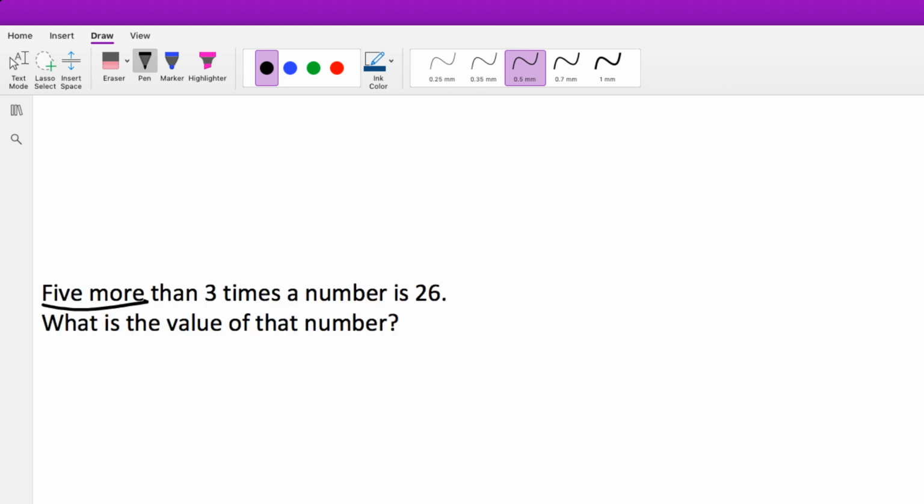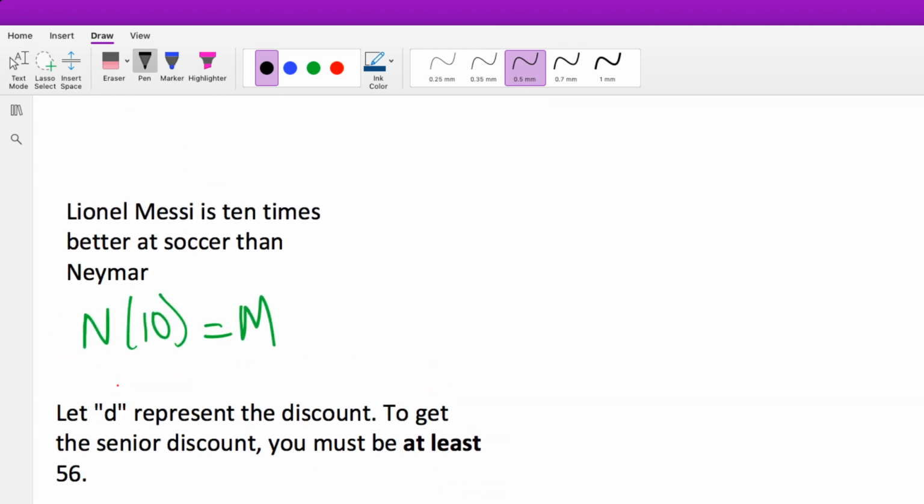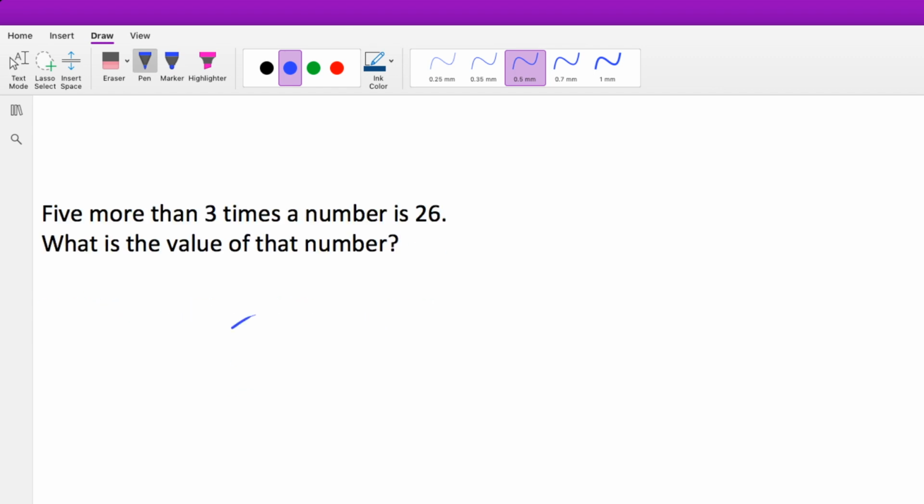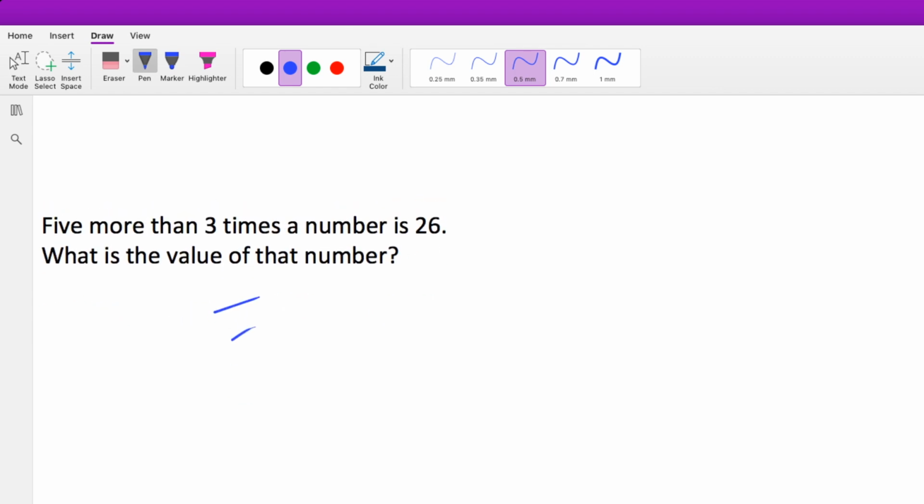Remember when we had that messy question? I'm going to go back up to it. This problem said that Messi is 10 times better at soccer than Neymar. So what do we do to get this answer? We have the 10, and we know that it's 10 times more than Neymar. That is how we get to Messi. So let's go back down. We see 5 more than 3 times a number is 26. I read that wrong at first, but you get the point.